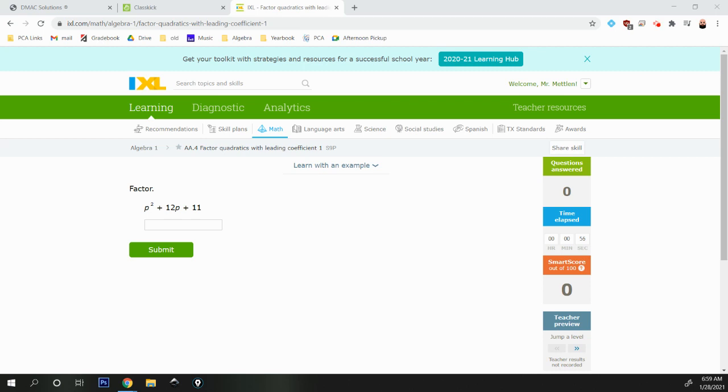This is called factoring trinomials. And if you look, there's 1, 2, 3 terms here, and that's a trinomial. Tri meaning 3 terms. Also notice that it goes p squared, p, and then no p. And the letter is going to change. It doesn't really matter what the letter is, but this is our format.